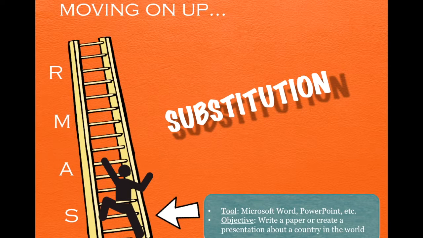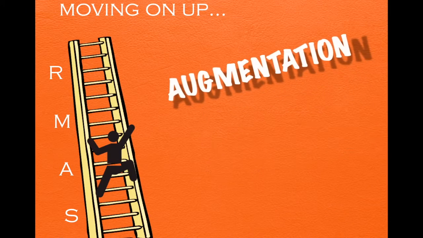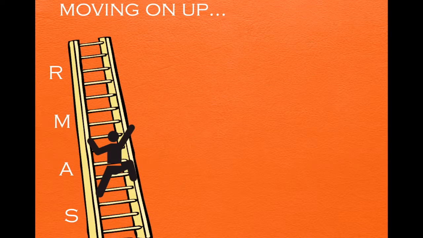In order to move this activity up the ladder to augmentation, the teacher could introduce Publisher as a new tool and alter the project to require students to create a brochure about the country. To represent the functional improvement, the students would still have the same requirements, but would be asked to include hyperlinks or other material in the brochure that would support the content they are presenting.